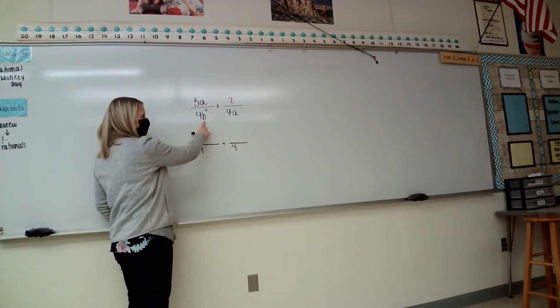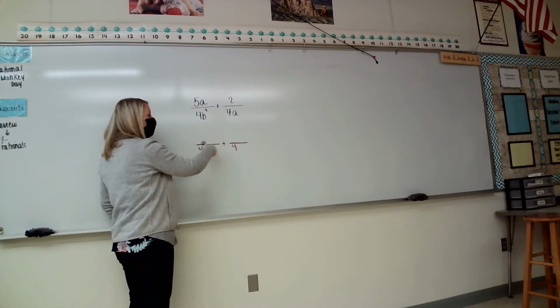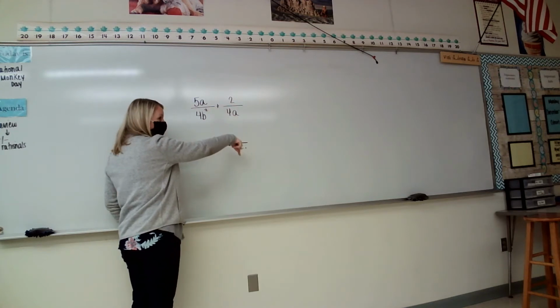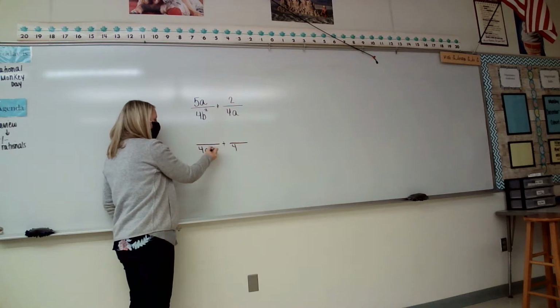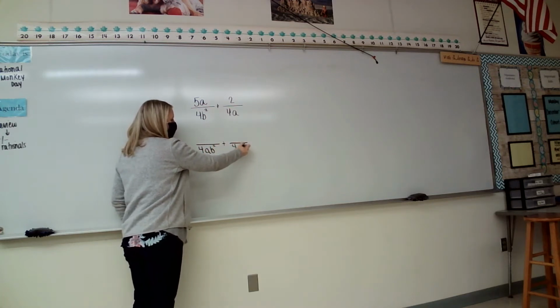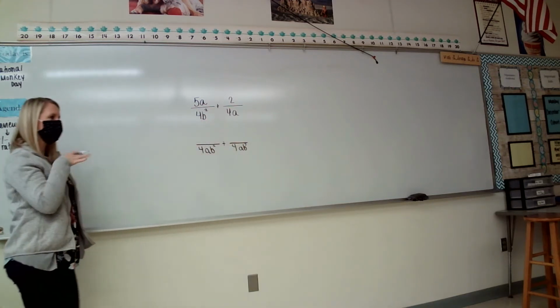I notice that this one has a b squared, so I'm going to have to put a b squared. And I notice this one has an a, so I'm going to have to put an a. I just need to write things alphabetically, so I'm going to write it as ab squared. If you write it as b squared a, it's fine. I like to be proper.